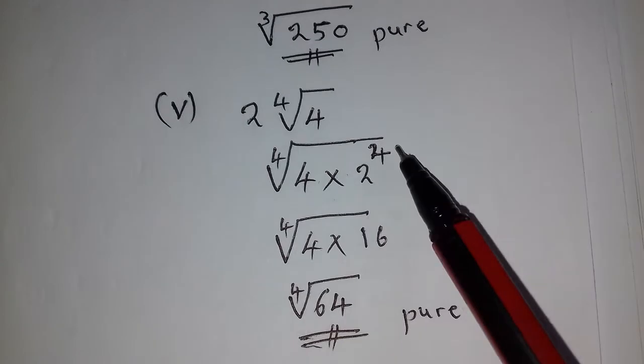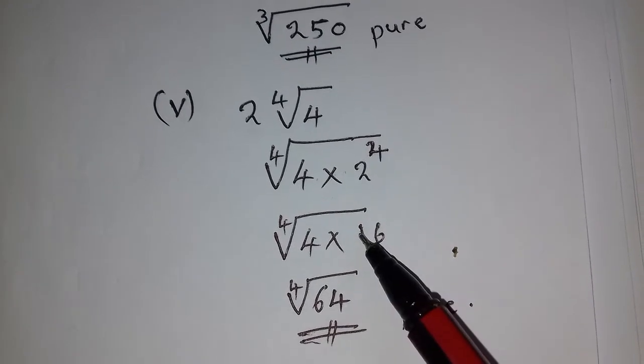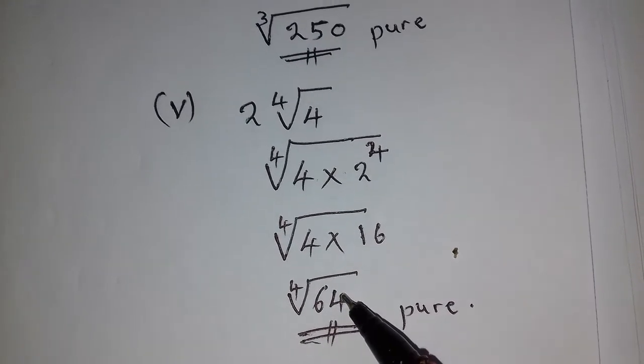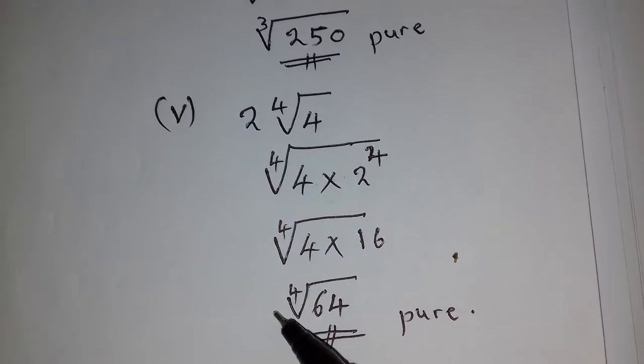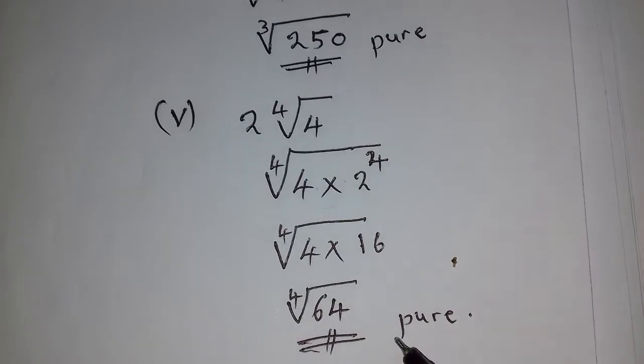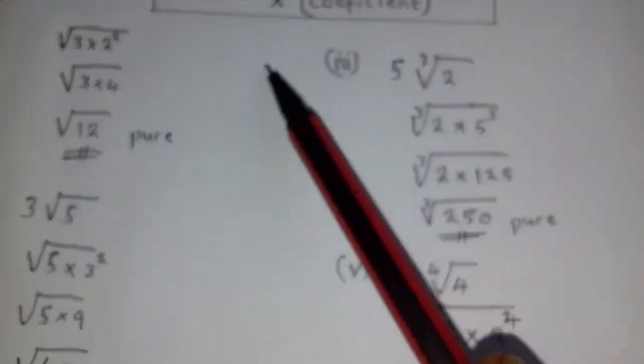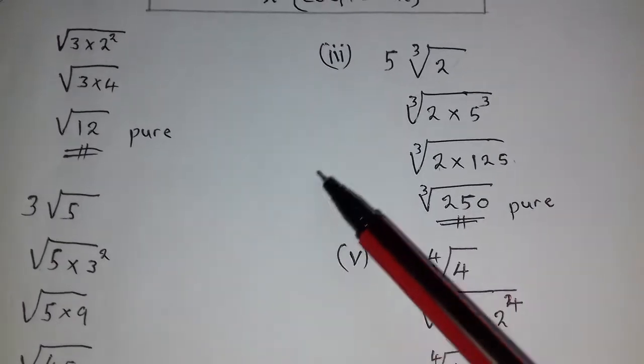So this is 2 to the power 4. 2 to the power 4 is 16. 16 times 4, we get 64. So we have the fourth root of 64. What is the coefficient? The coefficient is 1, therefore it is a pure side. So this is how we convert mixed sides to pure sides.